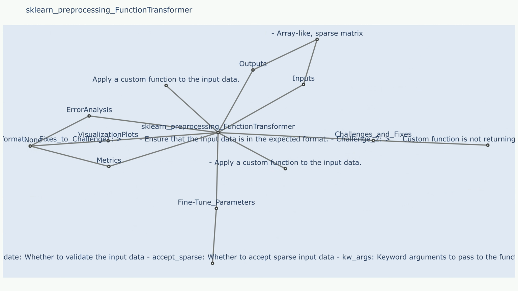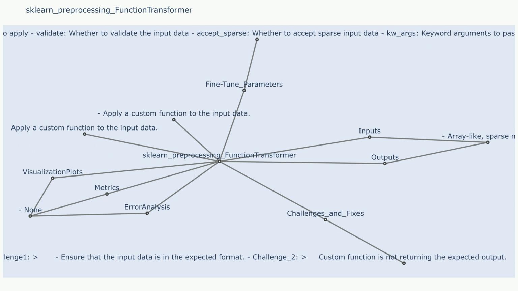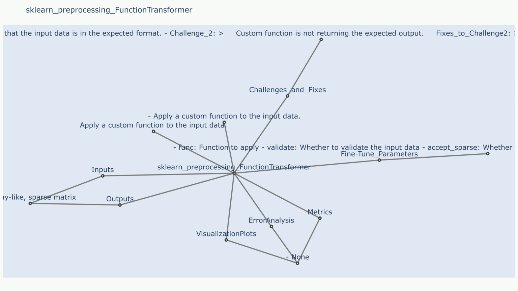inverse_func. This parameter allows you to define an inverse function for your transformation. The inverse function is used to reverse the transformation applied by the function transformer. You can set it to none if you don't want to define an inverse function. accept_sparse. This parameter determines whether the function transformer can accept sparse matrices as input. If set to true, it can handle sparse matrices. Otherwise, it requires dense data.